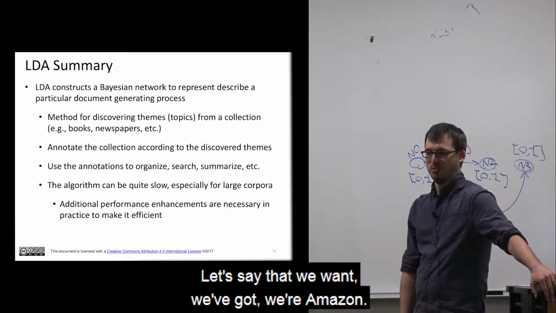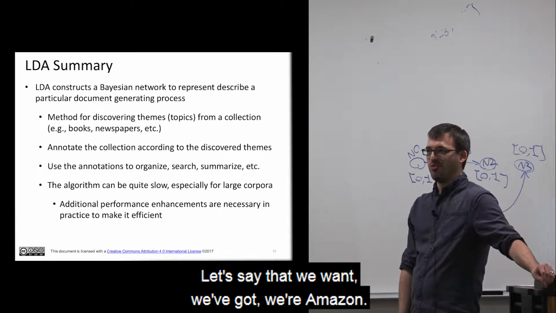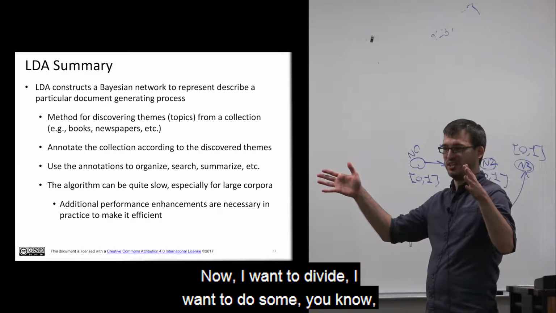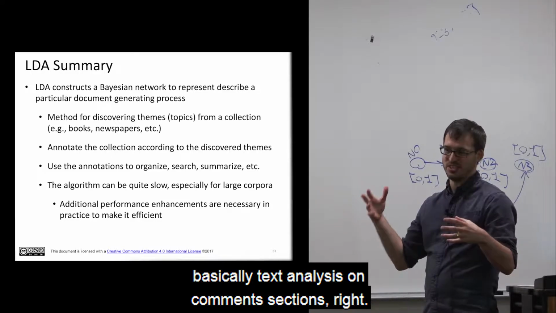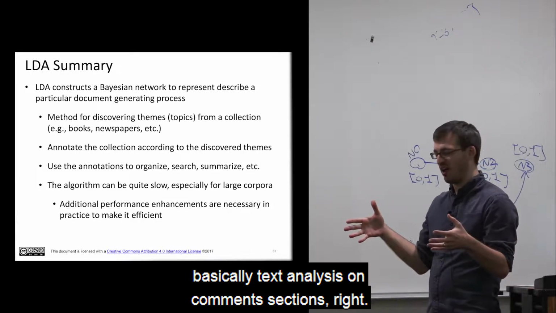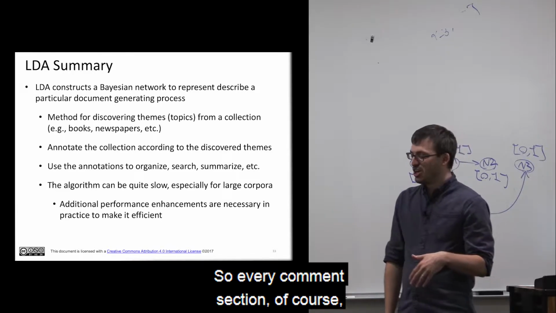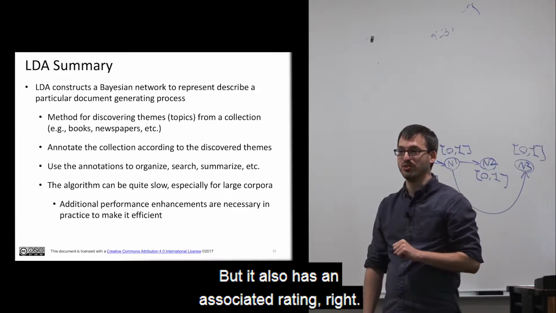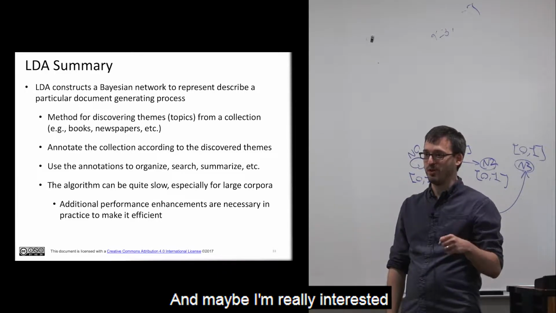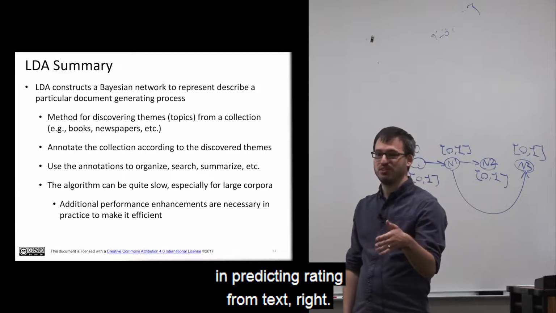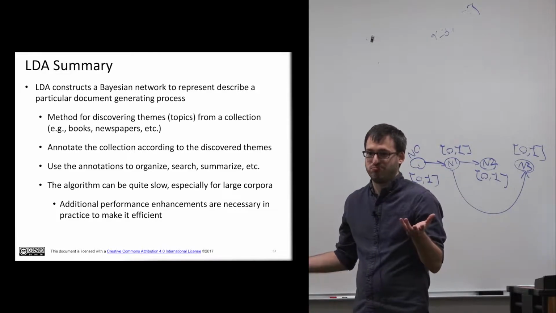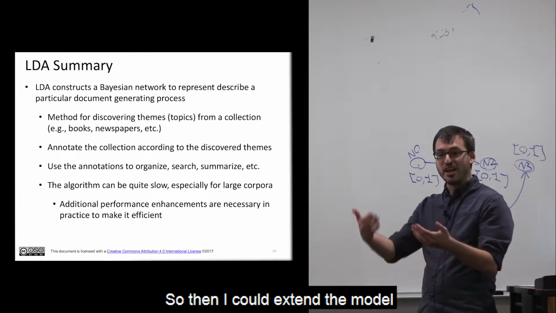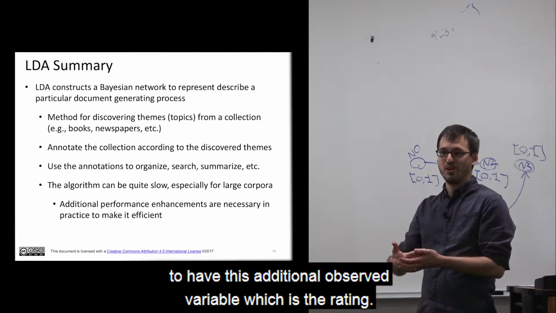Where this might be applicable: let's say we're Amazon, and we've got a bunch of product reviews, and I want to do basically text analysis on comments sections. Every comment section is a bunch of text, so that's the observed words we already have in the model, but it also has an associated rating. Maybe I'm really interested in predicting rating from text. It's a reasonable thing to want to do, an important application. So I could extend the model to have this additional observed variable, which is the rating.